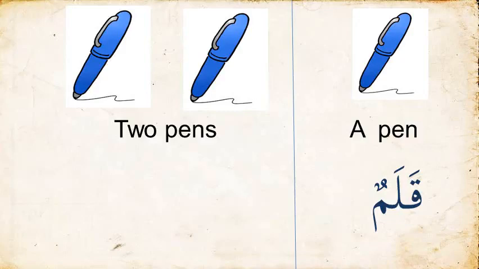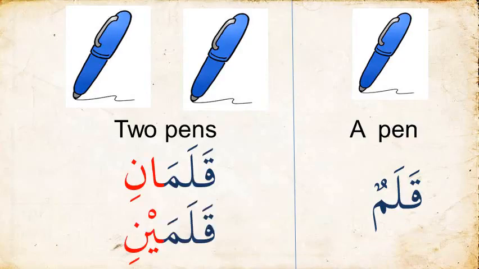I would say either qalamani or qalamaini. Qalamani or qalamaini. So the word qalamani means two pens, and the word qalamaini also means two pens. So what have I done? I've taken the word qalamun and I've added ani or aini. The second example, in the picture I have a house which in Arabic is baytun.